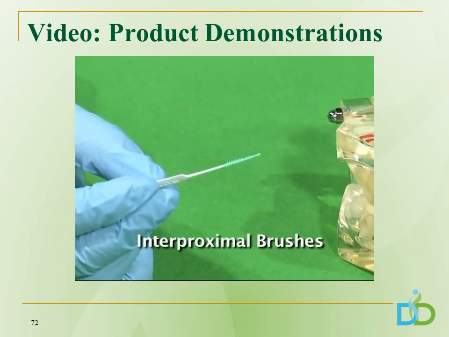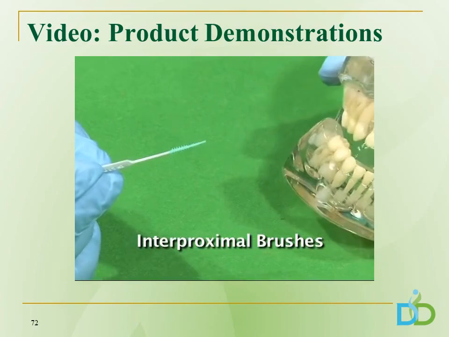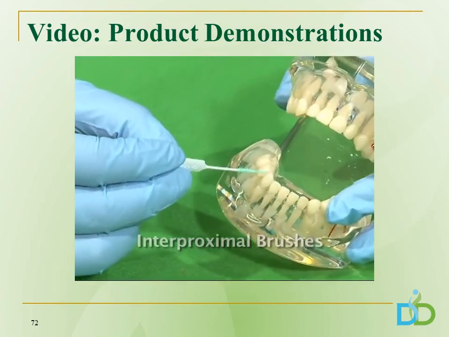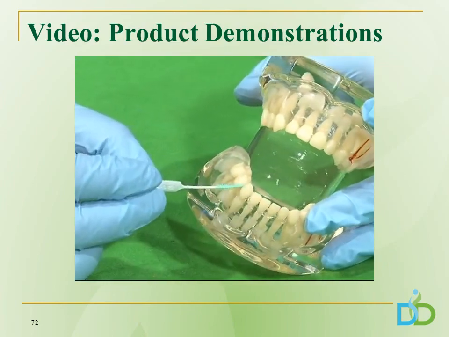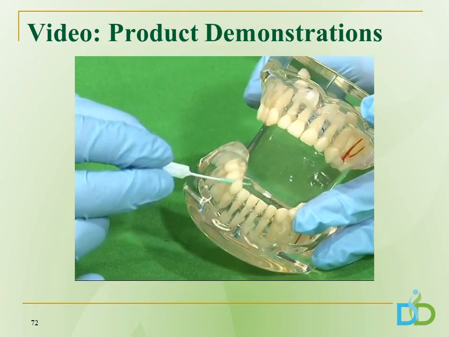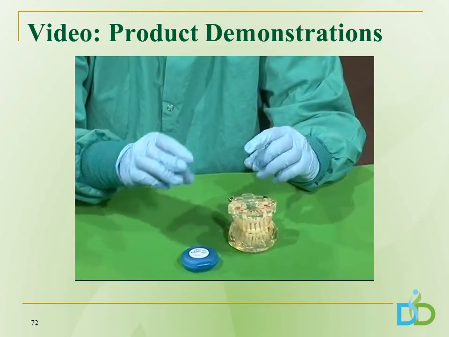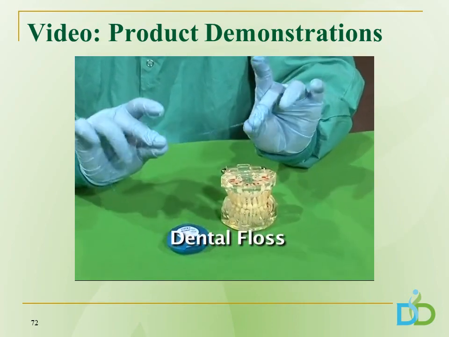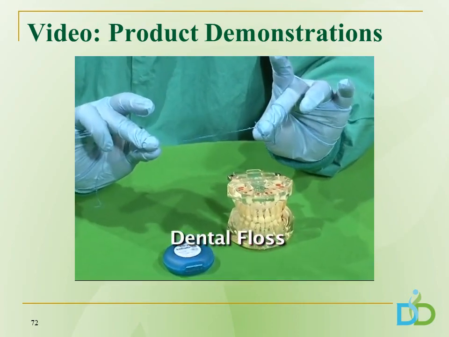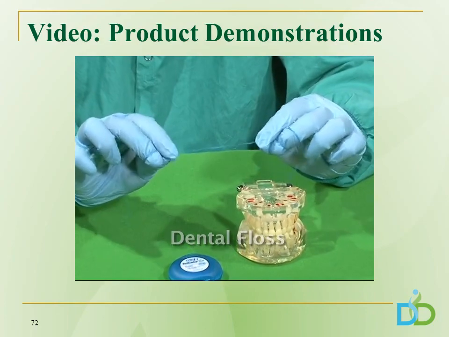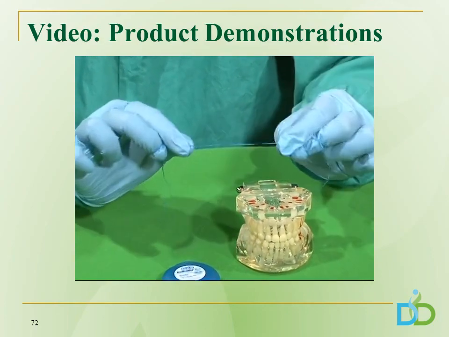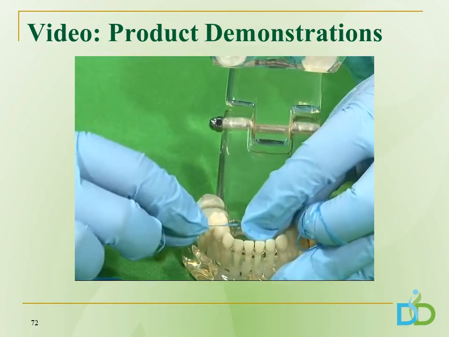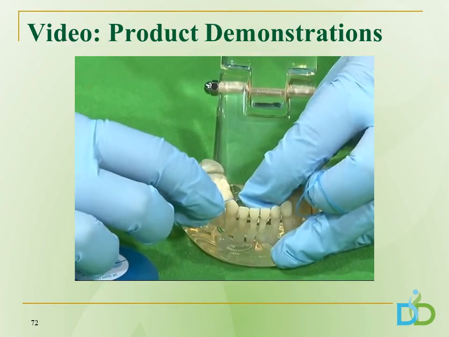Gum interproximal brushes are small, soft brushes. Use slow in and out motions to clean between the teeth and massage the gums. You want to use dental floss to clean between the teeth. Wrap the floss around your middle fingers like this and use your pointer finger to manipulate the floss around the teeth. So you want to go ahead and floss between the teeth like this.